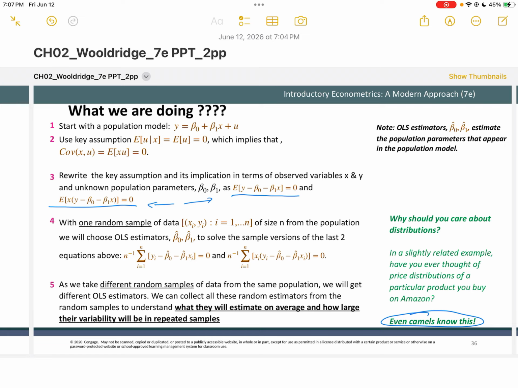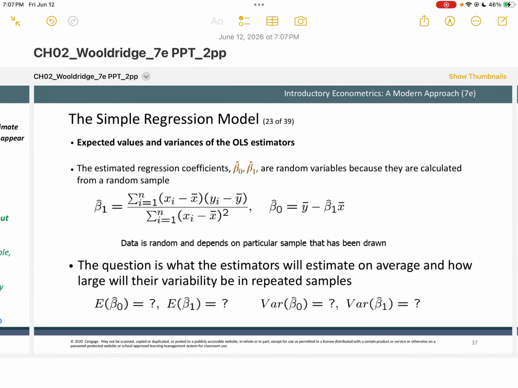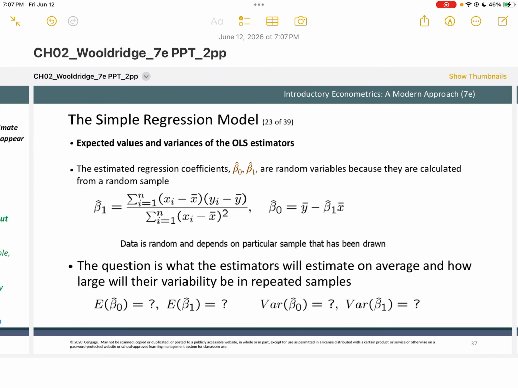Now, why do I say even camels know this? I don't mean that literally, but there is a website called Camel, where you can see price distributions of products sold on Amazon, so that you know when to buy, right? When you know the distribution, you can tell when to buy, in case you don't need the product right now. If you need the product right now, you just have to buy it right now. All right.